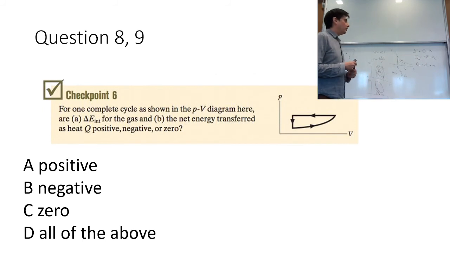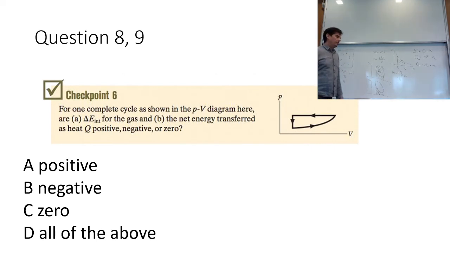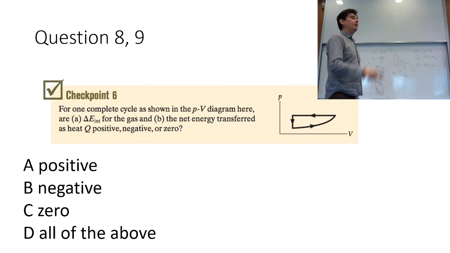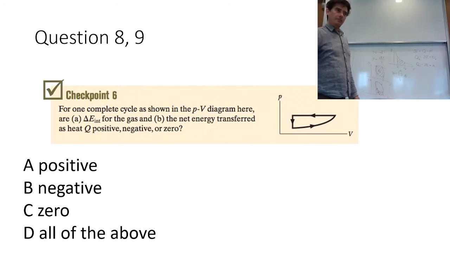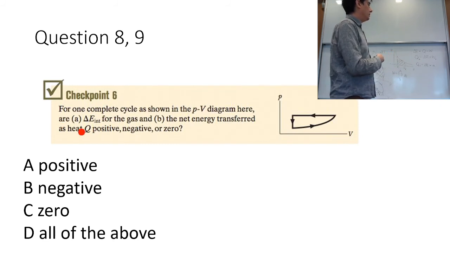All right. For one complete cycle, as shown here in the PV diagram, are the internal energy change for the gas and the net energy transferred as heat positive, negative, or zero? So is the internal energy change of this cycle positive, negative, or zero? Zero, because we've done it many times now. In a PV diagram, it goes around in a loop. Each point is a unique state. Each state has a unique energy. If it's the same initial and end points, then the internal energy change is zero. Okay, the net energy transferred as heat, is it positive, negative, or zero?